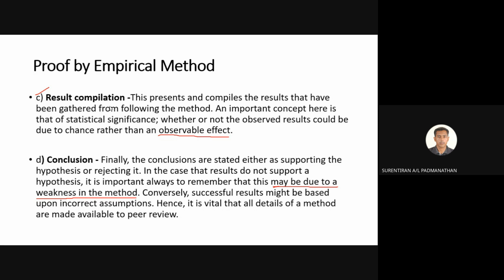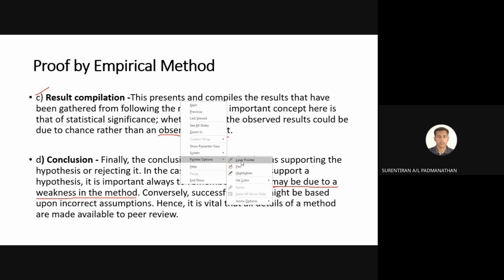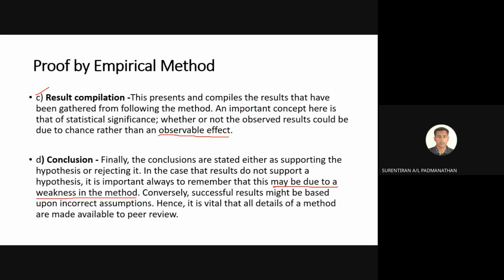It will be discussed in the results and discussion part. This presents and compiles the results that have been gathered from the following method. An important concept here is statistical significance, whether or not the observed results could be due to chance rather than an observable effect. This is for the results compilation. Then after that, we conclude. Finally, the conclusions are stated as either supporting the hypothesis.